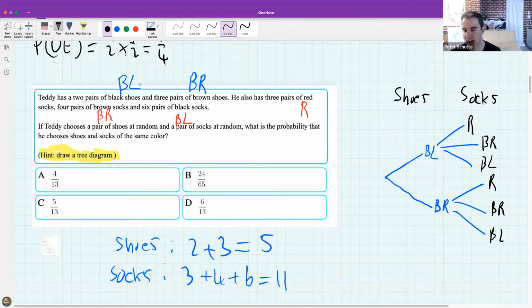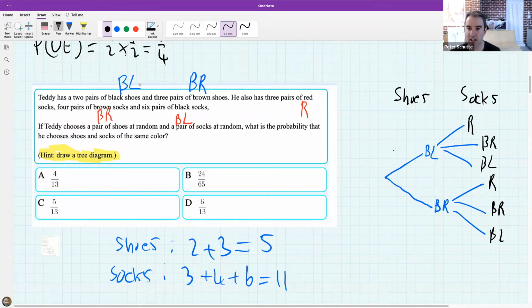Okay, now I want you to try and write in the probability of each of these events. I'm going to give you a minute, and I'll give you a hint. The very first branch, black: there are 2 pairs of black shoes, and there's 5 in total. So this is going to be 2 out of 5. I want you to try and figure out what these other branches are, and once you've done it, type probability in the chat.